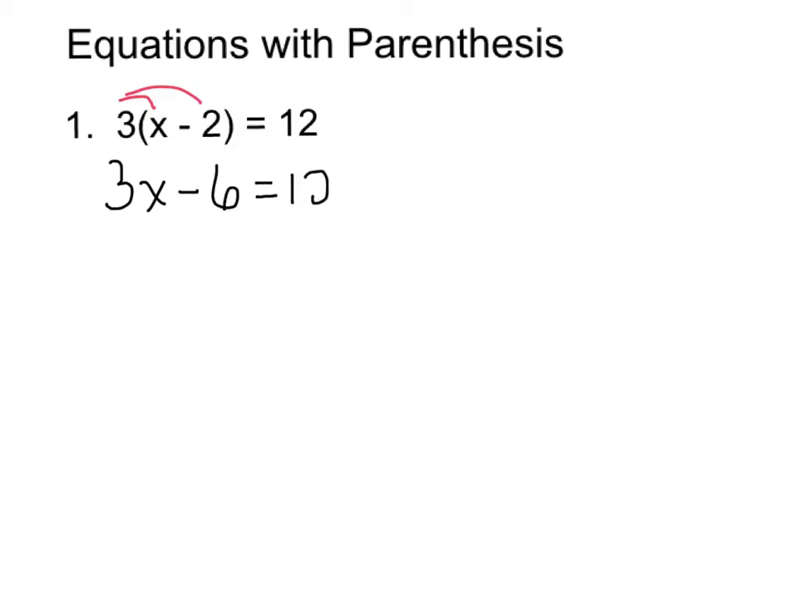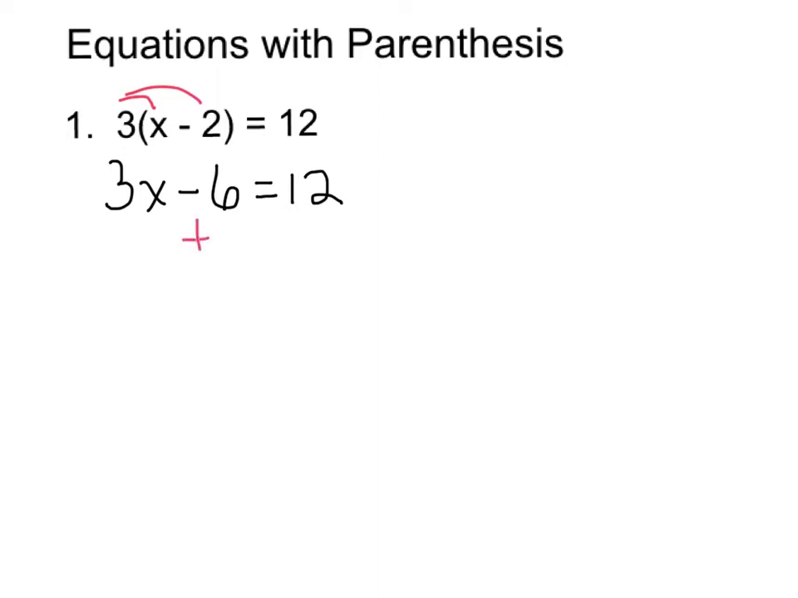So let's start with our first example. Our first example is 3 times the quantity x minus 2 equals 12. In this problem, we want to get rid of our parentheses first. So we're going to do distributive property, which you've already done. We're going to distribute the 3. That means I have to take 3 times both the x and the minus 2. So 3 times x would give me 3x. 3 times negative 2 is negative 6. And that equals 12.